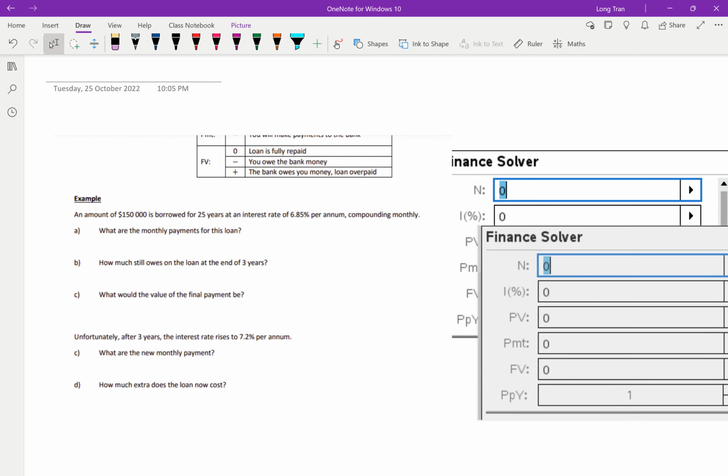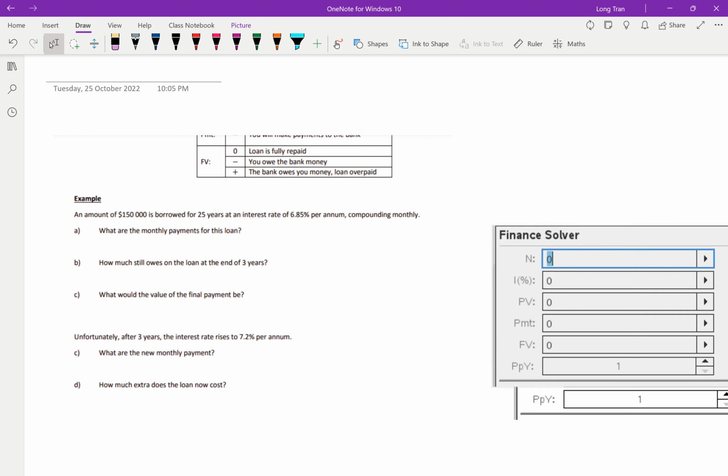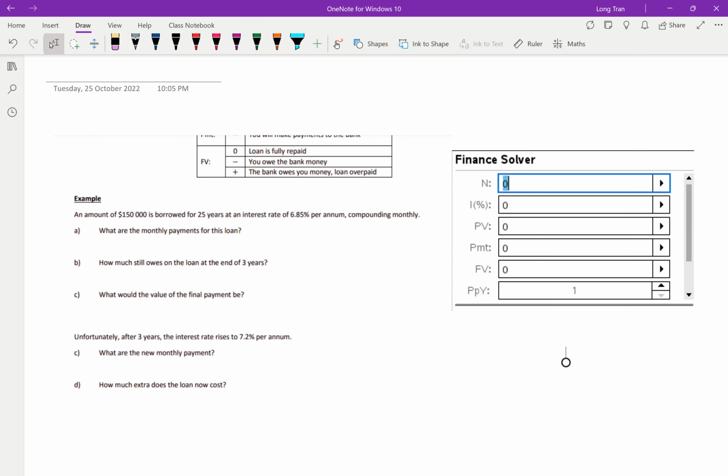In this example, you've got the total amount, so the amount of $150,000 is borrowed for 25 years. So 25 years is the length. Interest rate, that's pretty easy. That's per annum. So we know that I, which is the interest rate per annum, is 6.85, clearly, right? The amount PV is the initial amount that you borrow.